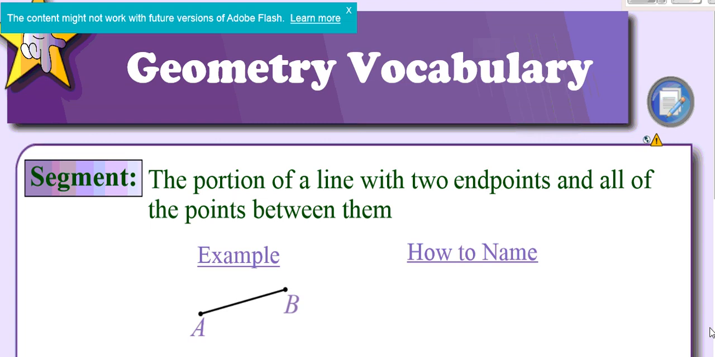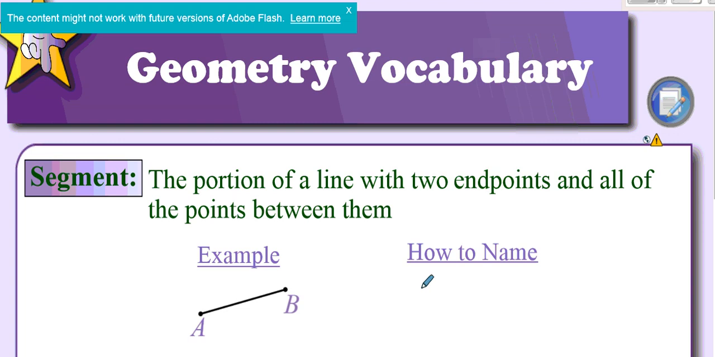A segment is a portion or a part of a line with two endpoints and all the points between them. So the main difference between a segment and a line is that the segment stops. The segment does not keep going after these endpoints. Lines keep going and they have the arrows.